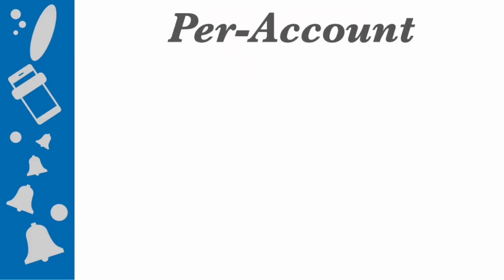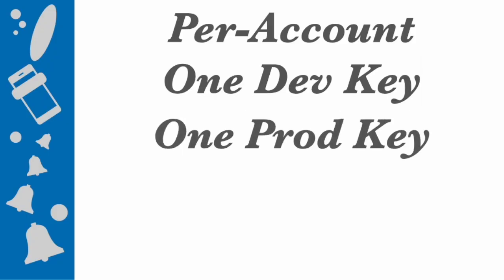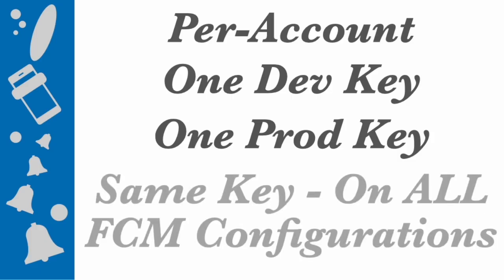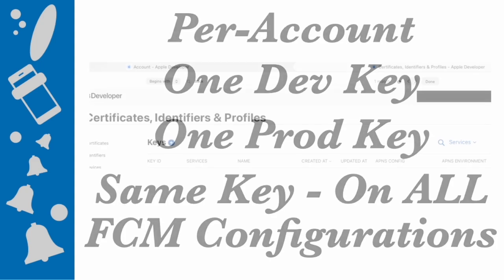Now, the one thing to keep in mind about your keys is they're per account, not per app. Meaning, you're going to have one dev key, you're going to have one prod key, and even if you have 1,000 apps, those exact same dev and prod keys are going to go to all your Firebase Cloud Messaging configurations, right? So keep that in mind. It's going to become important here in a minute.